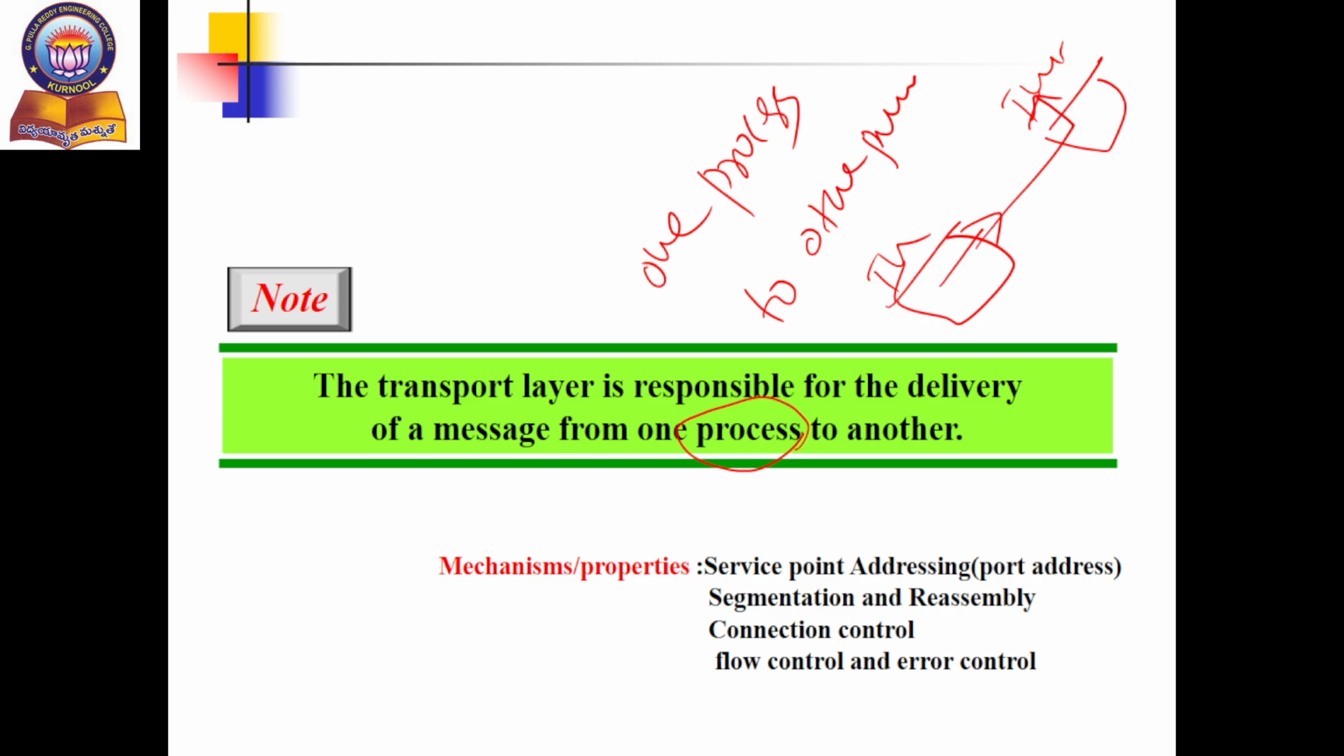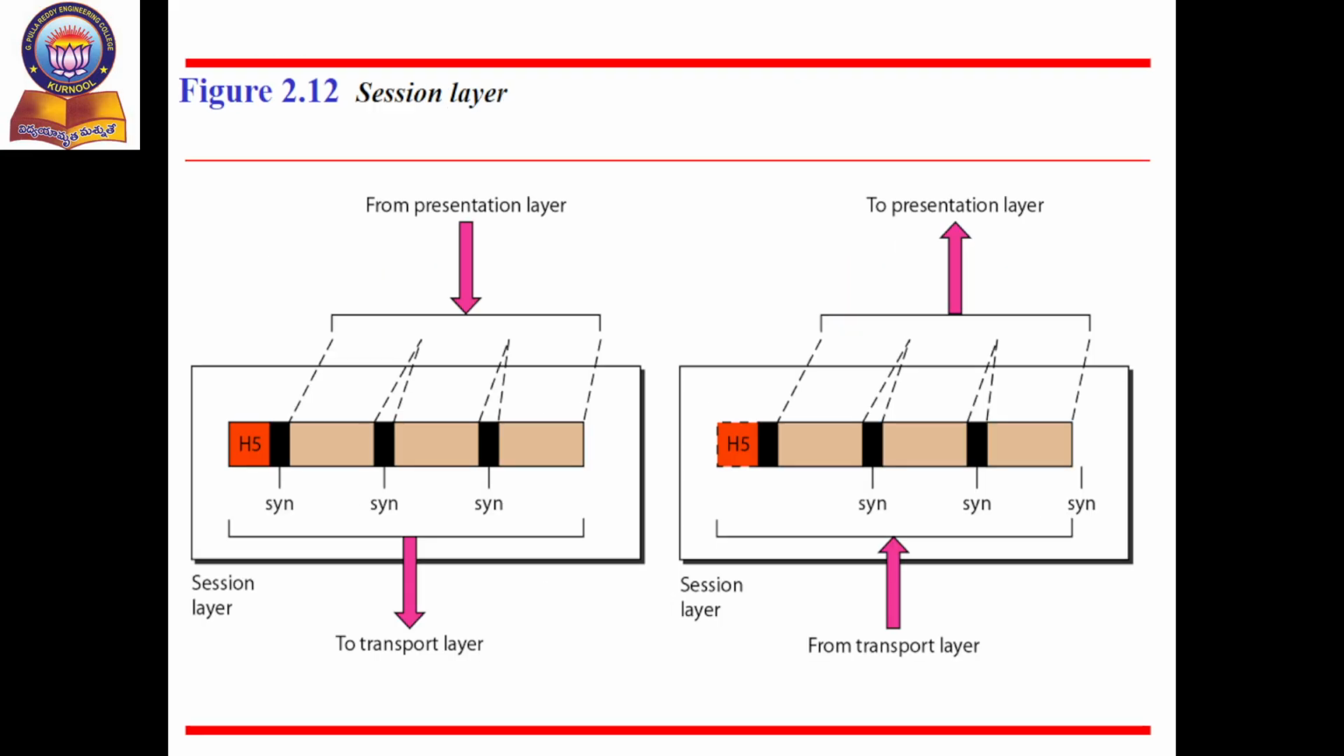Here we are talking about service point addressing, segmentation, reassembly, connection control, and flow and error control, which we will check in detail in the next coming videos. And coming to the next one, the session layer. Above the session layer, there is the presentation layer, and below the session layer, there is the transport layer. This is a representation of the session layer.